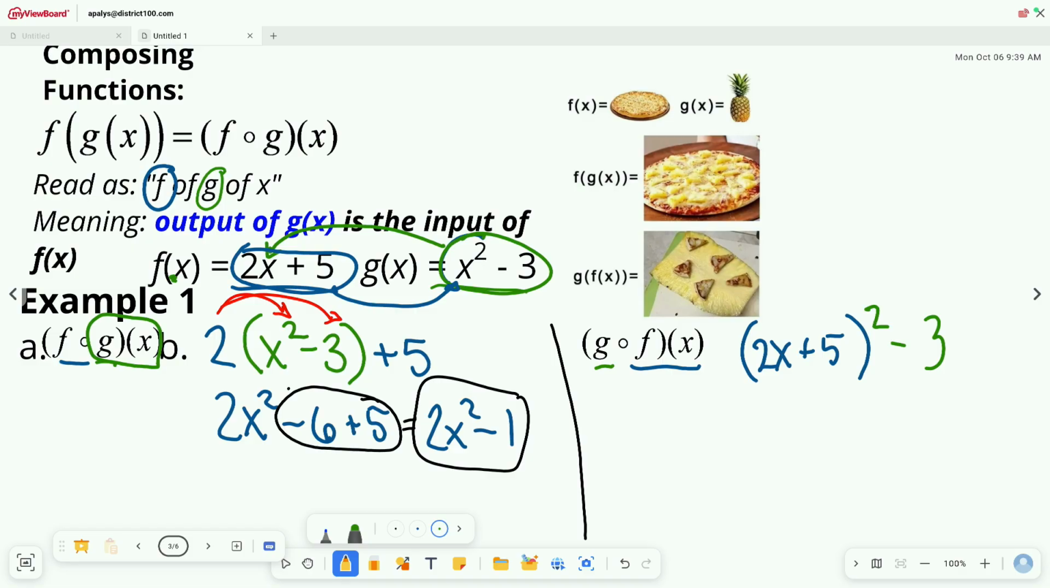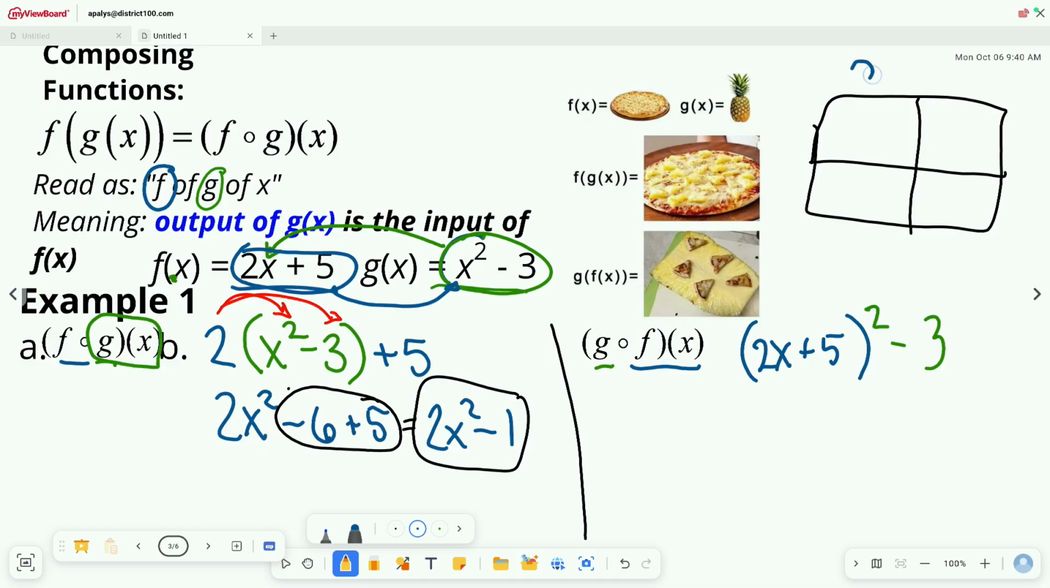Zach, what does 5 squared mean? But what does it mean? How did you get 25? You're right, 5 squared is 25, but what does 5 squared mean? How did you get the 25? 5 times 5. You multiply it by itself, right? So squared means you multiply it by itself.